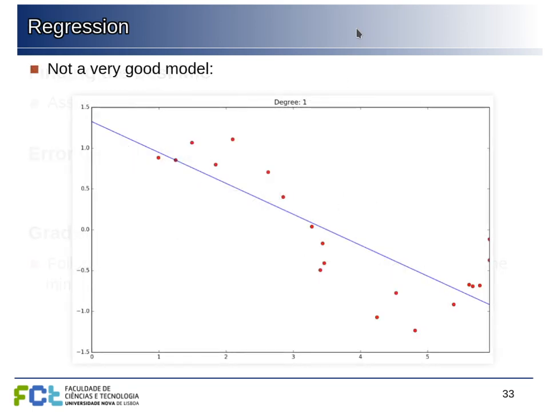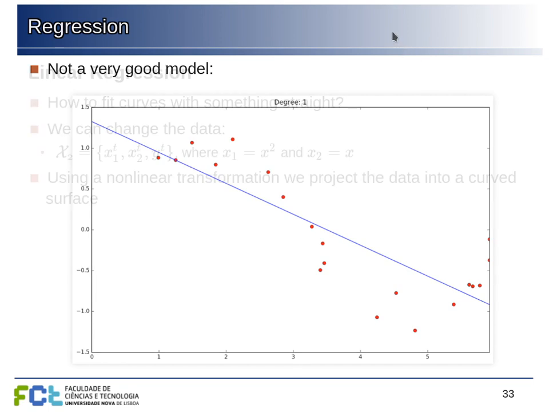So this would be the best line, the best hypothesis so far, and we can see that this is not a very good model. We are considering only the hypothesis class of all straight lines, and since the points are not distributed along a straight line, we cannot find a very good hypothesis to fit these points here.